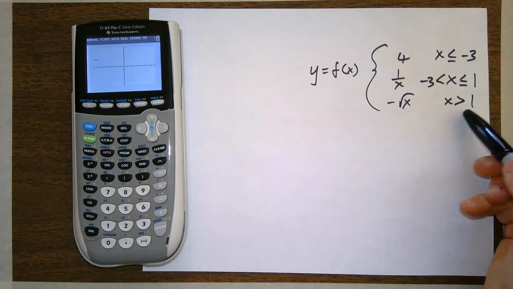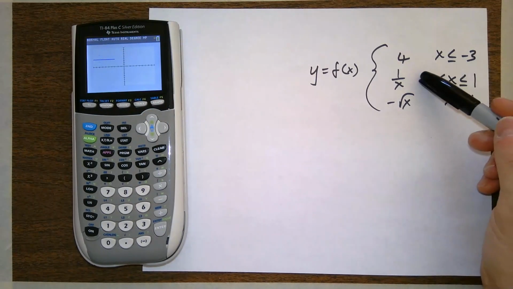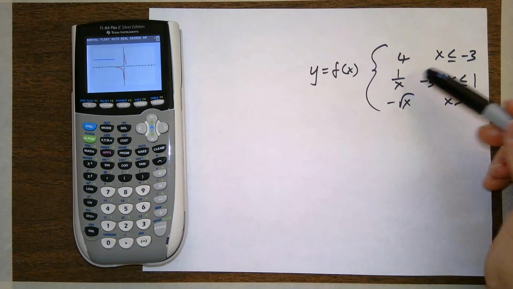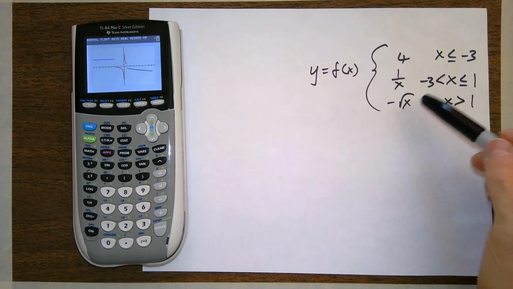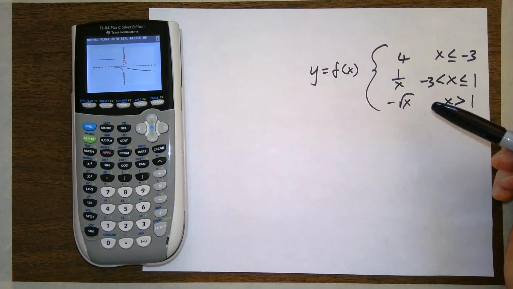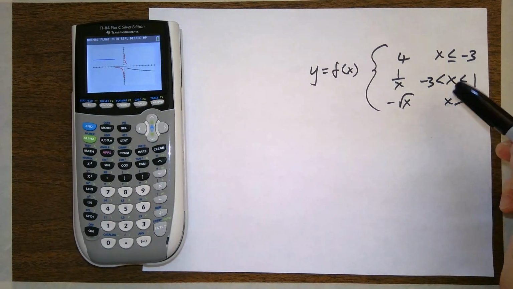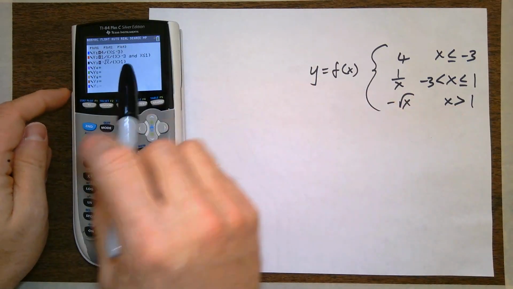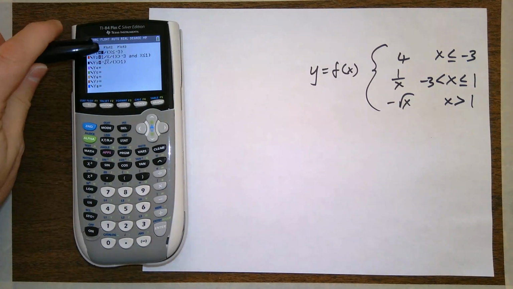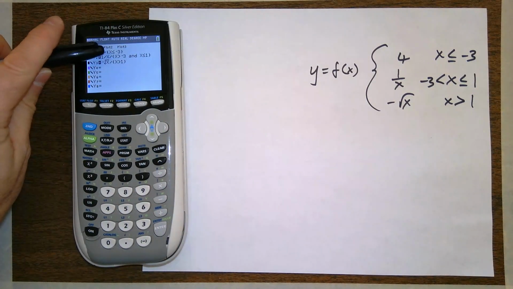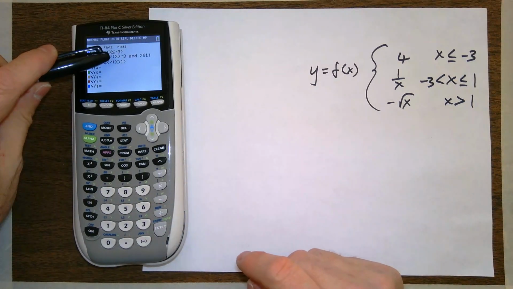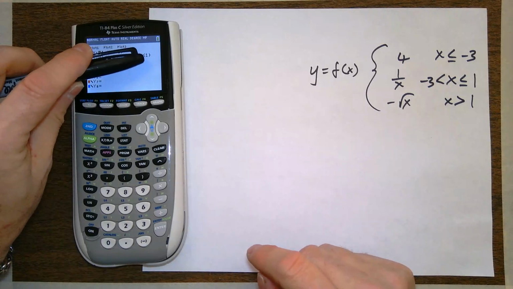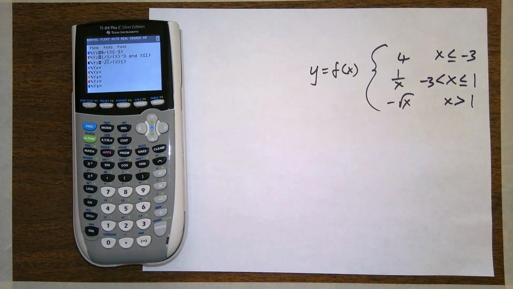If I hit graph, there's the line 4. Here comes the rational function 1 over x, but only between negative 3 and 1. And there is the square root function, the negative square root function, reflected over the x-axis. So you can slow it down and take a look at the syntax. It's all about the dividing and then putting your conditions for x's in the parentheses. And the x's always come first. X greater than and x less than. Good luck. Don't be afraid to play around with it and see what happens.